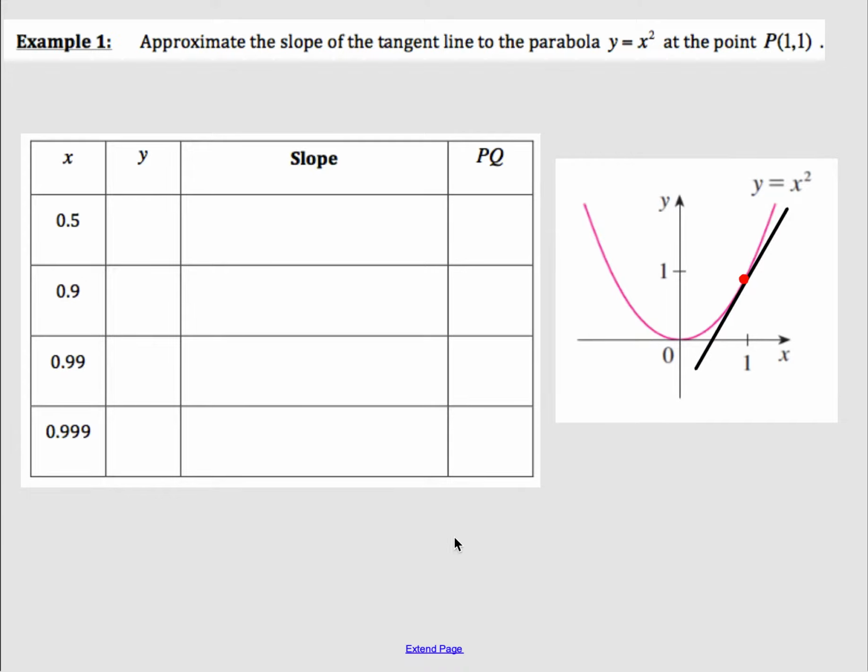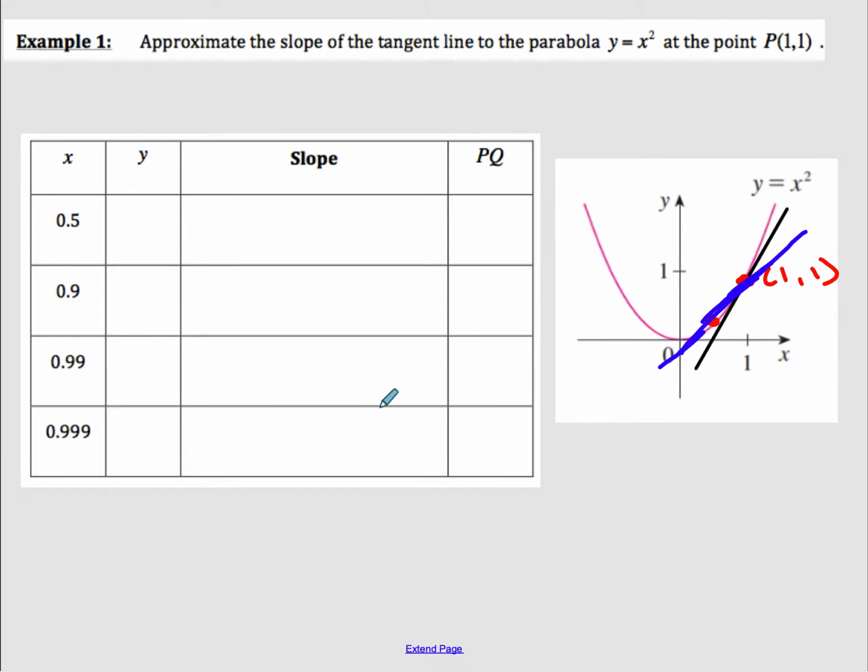Okay, so what we're going to do is keep our point of tangency stationary. So we're always going to be using the point (1, 1), and then we're going to look at some secant lines. We are going to use the secant line of when I plug in 0.5. So we got 0.5, so here and here. And then I would draw a secant line from my point of tangency through my secant point. And our goal is to find the slope of this secant line.